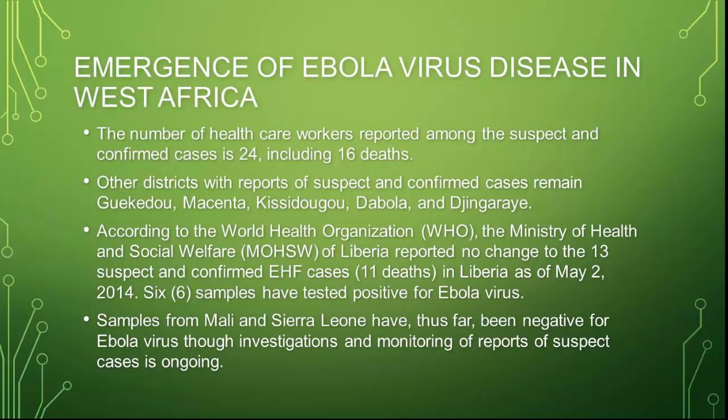According to the World Health Organization, the Ministry of Health and Social Welfare of Liberia reported no change to the 13 suspect and confirmed Ebola hemorrhagic fever cases, including 11 deaths in Liberia as of May 2nd. That was last week. Six samples were positive for Ebola virus. Samples from Mali and Sierra Leone have thus far been negative for the virus, although they're still monitoring ongoing suspect cases.